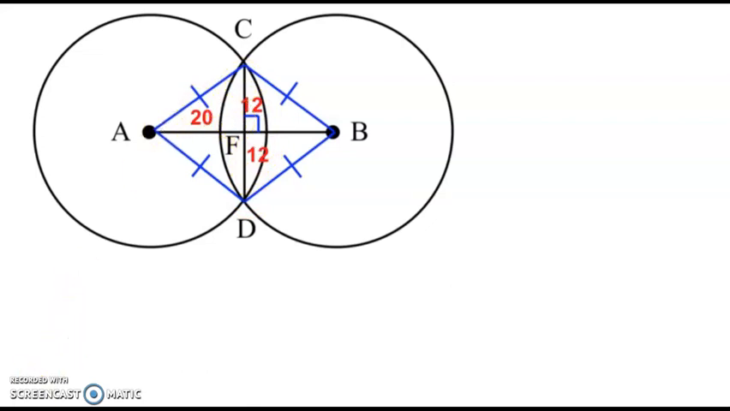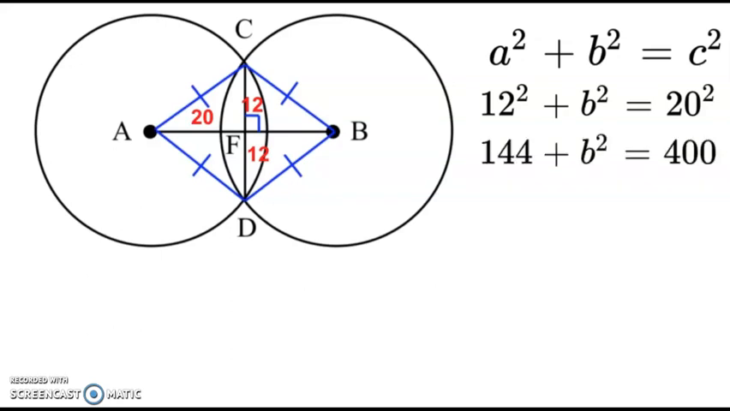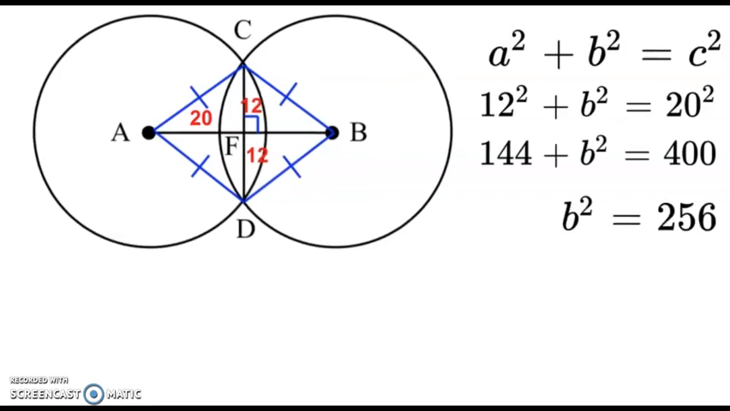So now I have another right triangle. So a squared plus b squared equals c squared. A is going to be 12 and 20 is going to be c. Square them out, I get 144 and 400. Subtract, and I get 256. Take the square root of both sides, and I get b equals 16.